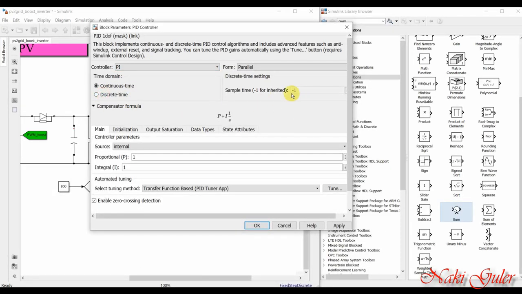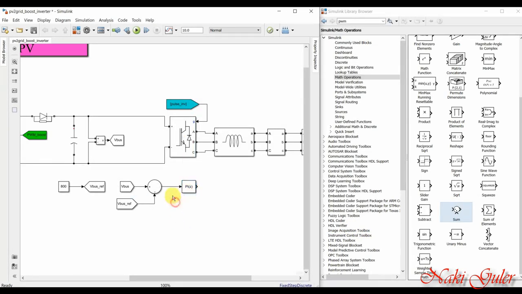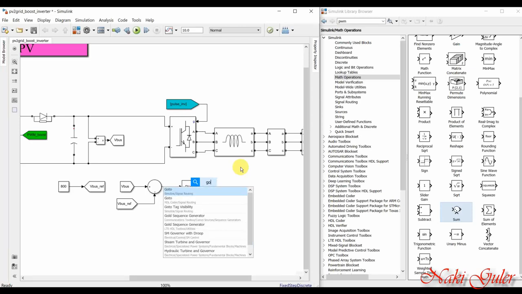Okay, PI in discrete time. The sample time is 20 times bigger than TS, and I will select proportional and integral parameters for the first PI controller. I tried some values before, and I select these two, 0.15 and 80. Okay, as I said before, the transfer of power will depend on the voltage error, and now we need to go to a block here.